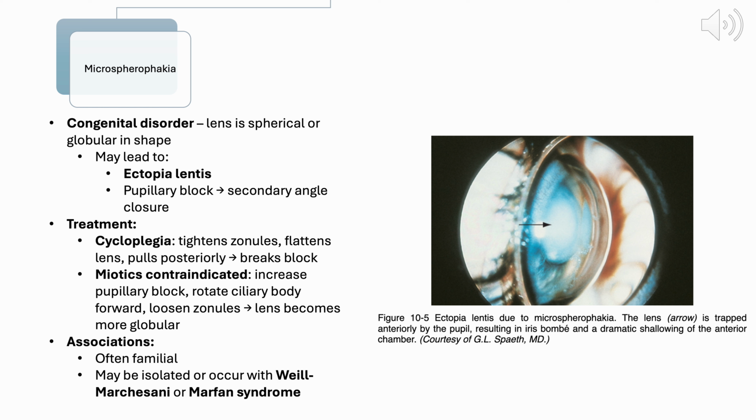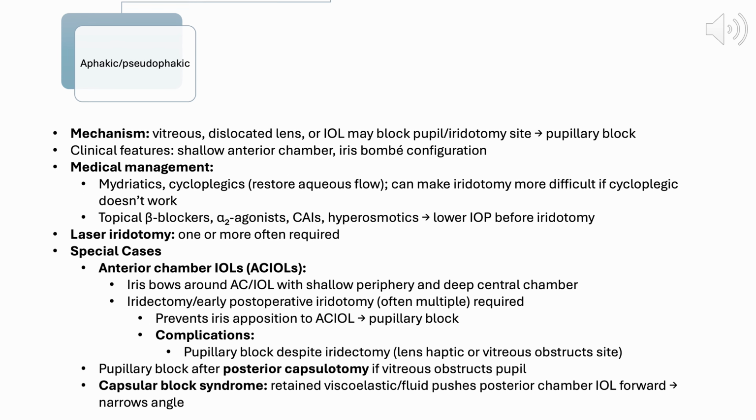Microspherophakia is often familial. It may appear on its own, but it is also associated with systemic conditions such as Weil-Marchesani syndrome and Marfan syndrome. On the right, you can see an example of ectopia lentis caused by microspherophakia. The lens is trapped against the pupil, creating iris bombé and a dramatic shallowing of the anterior chamber.